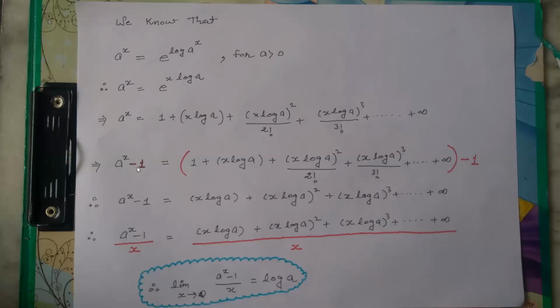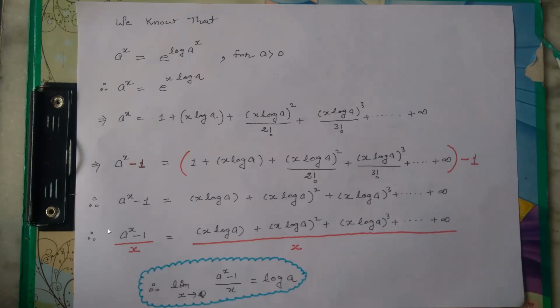Similarly, subtracting 1 from both sides, minus 1 in red ink. So what happens in the right hand side? This plus 1, outside the bracket this is minus 1. They will get cancelled. We are left with x into log a plus (x log a) whole square plus (x log a) whole power 3 up to infinity.